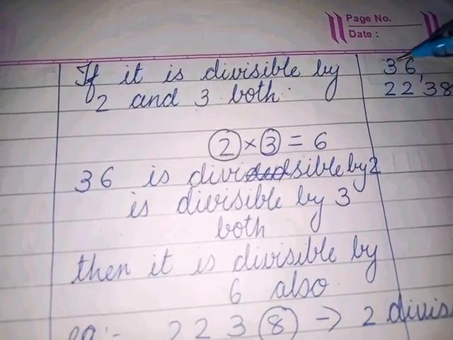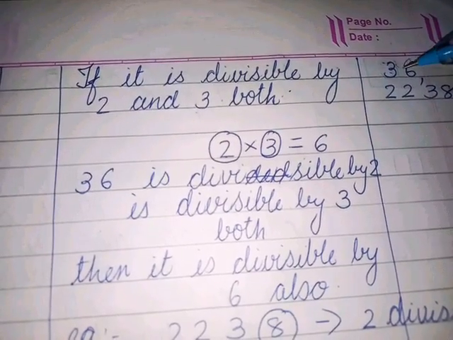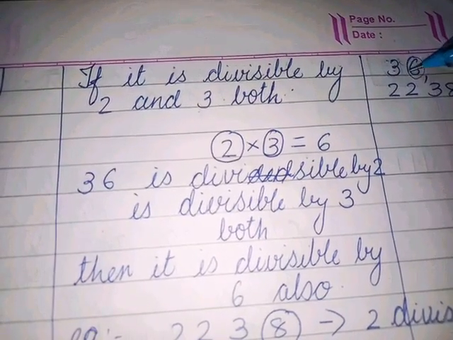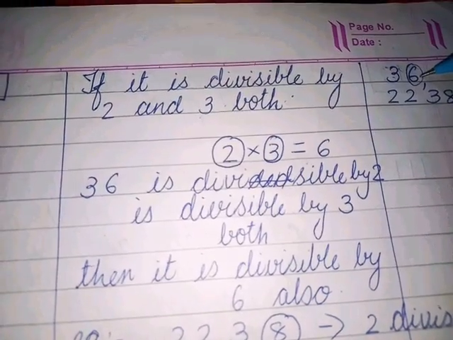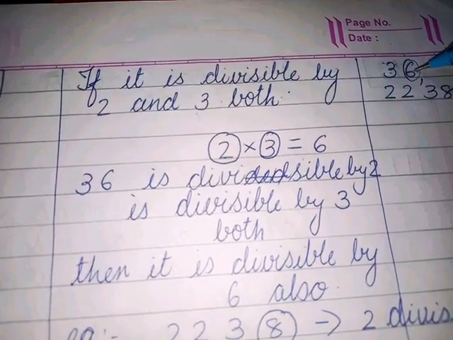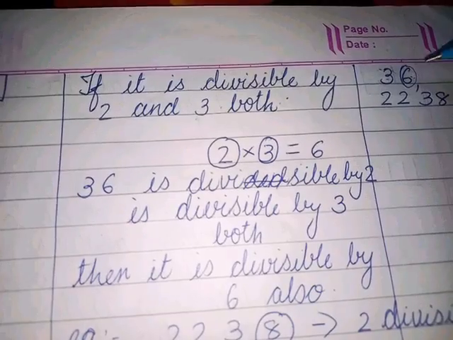So for 2, we know the rule. What is the rule of 2? That the last digit, or the ones place, should be divisible by 2. The 6 will come in the table of 2. 2 threes are 6, right?